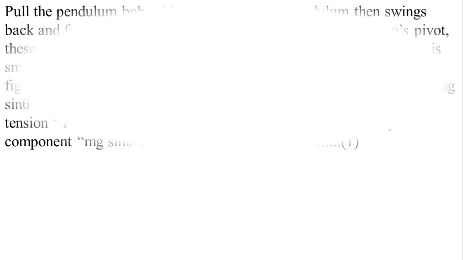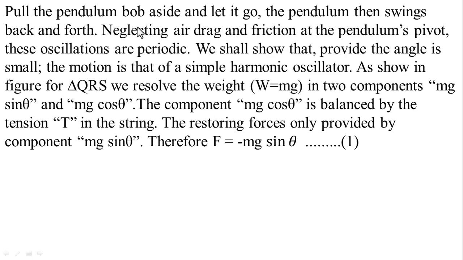Now we pull the pendulum bob aside and let it go. The pendulum then swings back and forth, neglecting the air drag force and the friction at the pivot point, so the oscillations are periodic. We shall show that, provided the angle theta is small, this motion is also a simple harmonic oscillation, so we make the triangle OPQ.